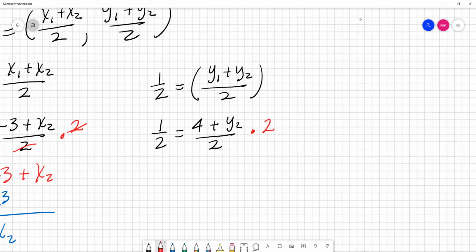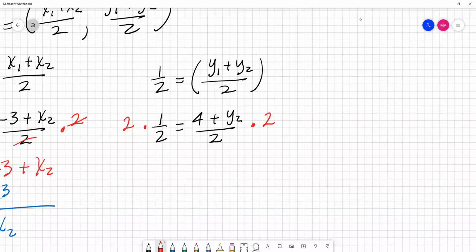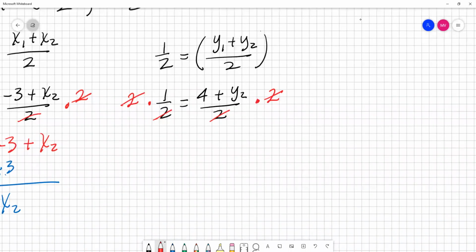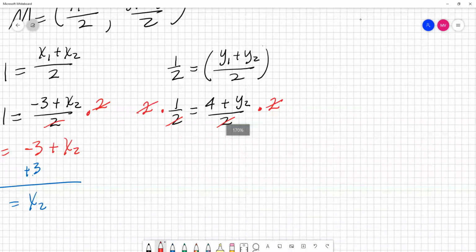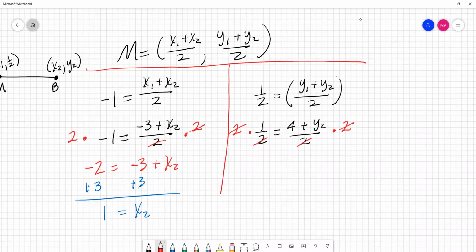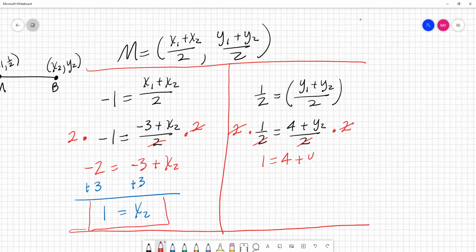All right. Divide both sides by 2. And you'll notice when you do that, that actually cancels your fraction on the other side as well. This is why it actually does help to do fractions. All right, so we just solved our x coordinate for our endpoint B. Now we're doing y. The 2 brings it to 1 equals 4 plus y2.